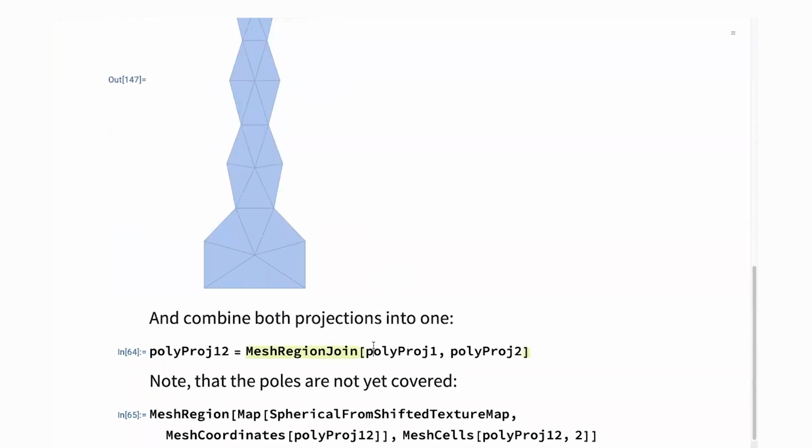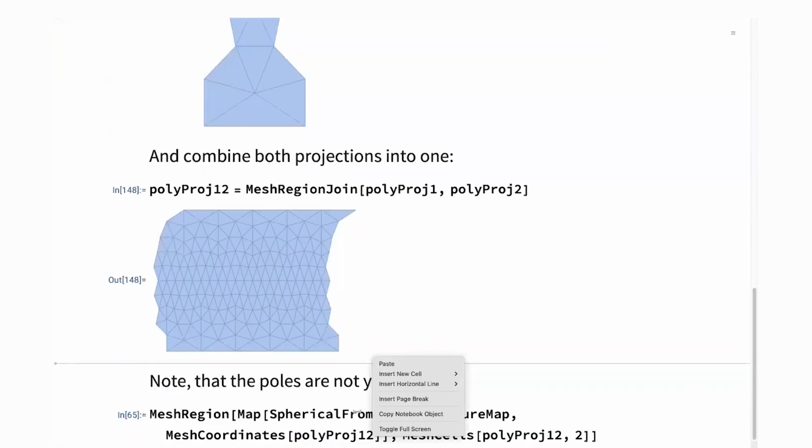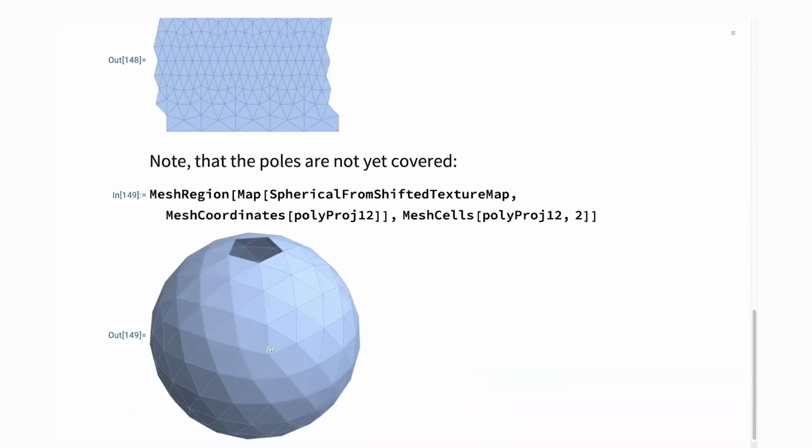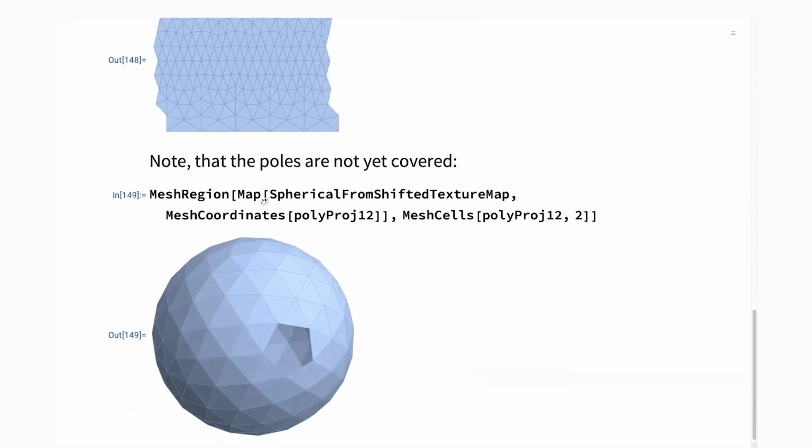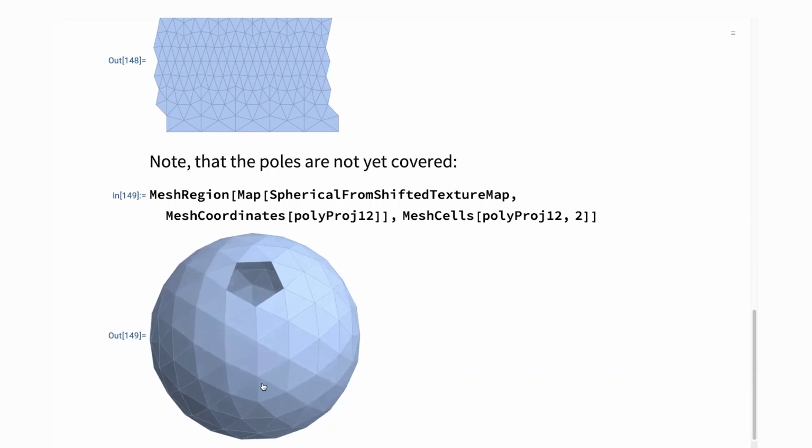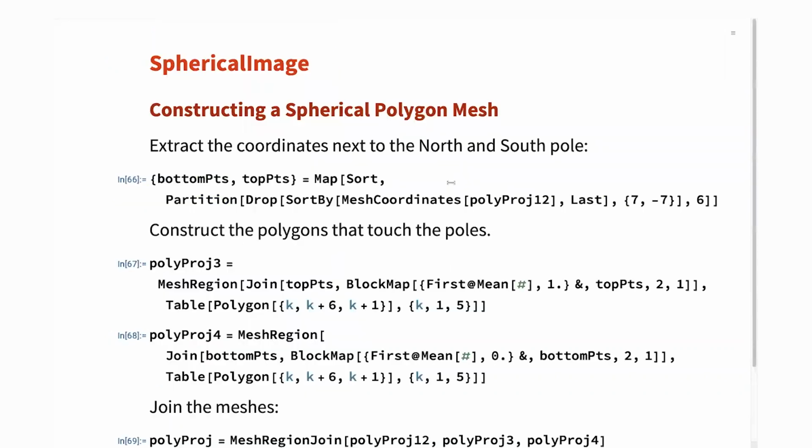Those two I can just combine to a bigger map, and that gives me a map that covers at least everything except the poles. So the poles are still left open. There's a pentagon up there essentially missing and a pentagon at the bottom. And that's now just a minor exercise to fill in those as well.